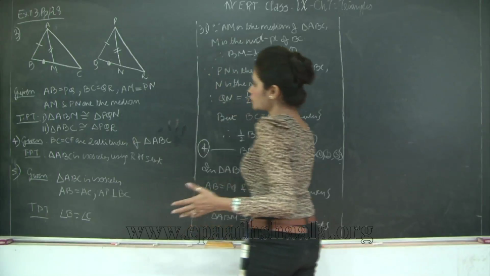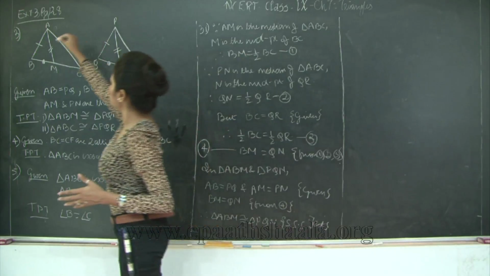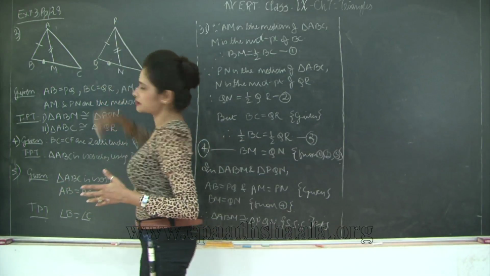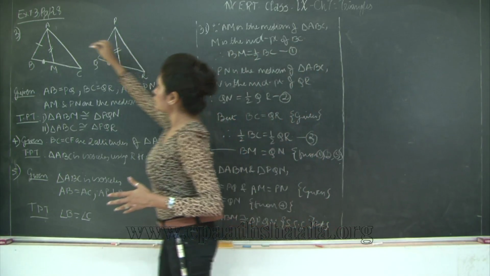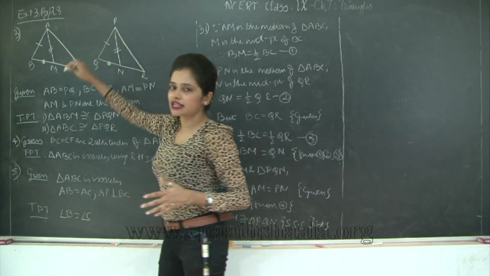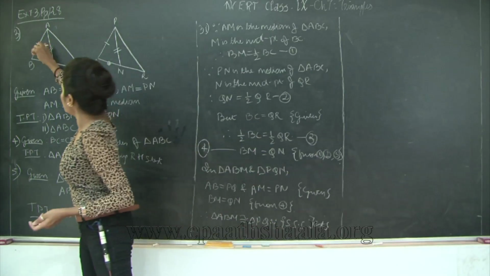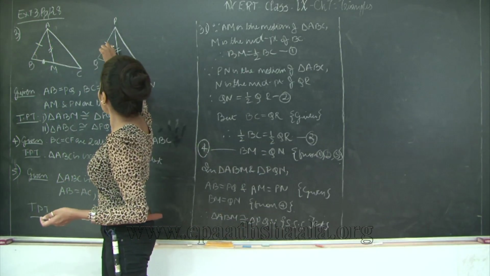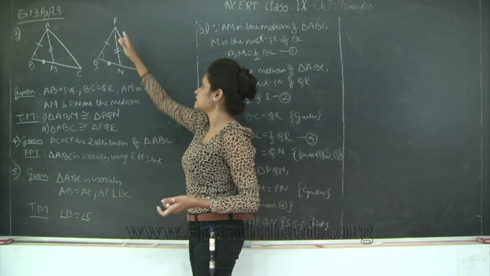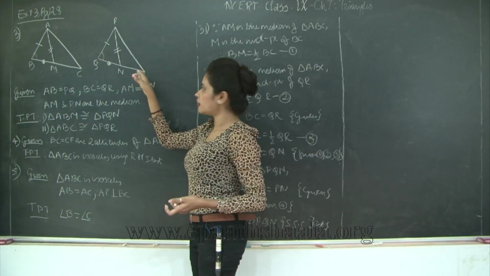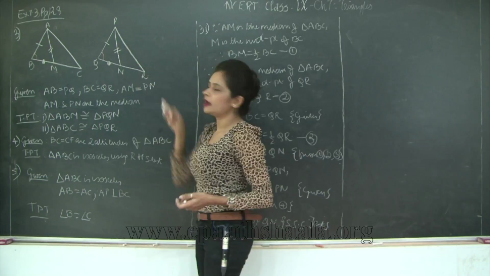Now I need to prove that triangle ABC is congruent to triangle PQR. So my triangle ABC is this and triangle PQR is this. How am I going to prove these congruent? First of all, you prove these two triangles congruent, that's ABM and PQN. Therefore, what can you say? That angle ABM is equal to angle PQN. But if I extend M to C, it becomes ABC, and if I extend N to R, I get PQR. So that is angle ABC is equal to angle PQR.